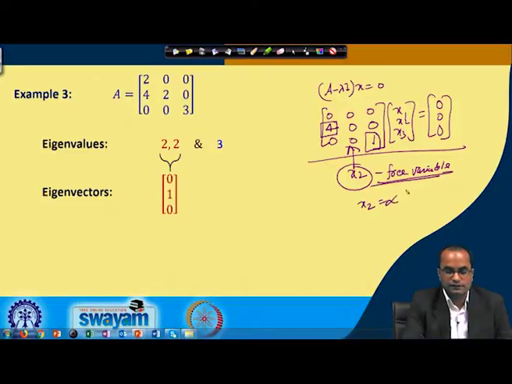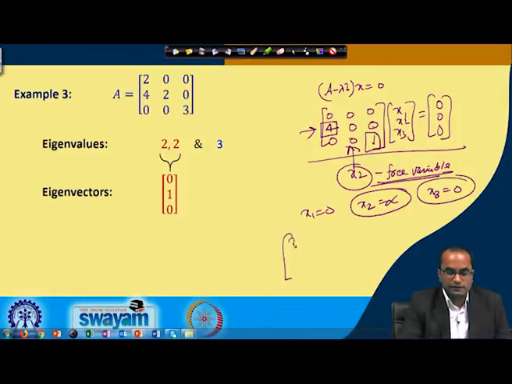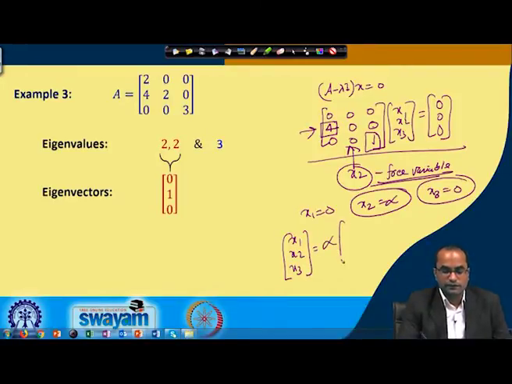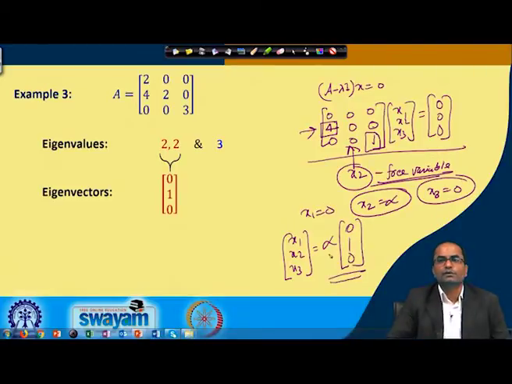So, let us take this alpha, and then directly from these equations we observe that x 1 is 0 from this second equation, and from this third equation we observe that x 3 is equal to 0. So, the eigenvectors x 1, x 2, x 3 in this case corresponding to this repeated eigenvalue come out to be 0 1 0, and any multiple of this 0 1 0. Here we have taken just alpha 1. So, this is one of the eigenvectors here.